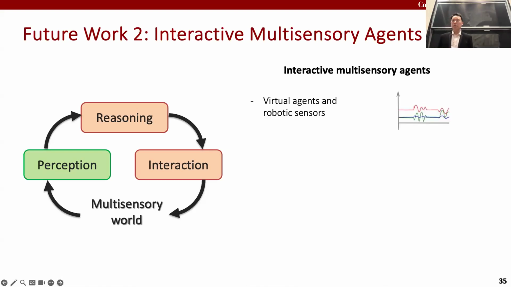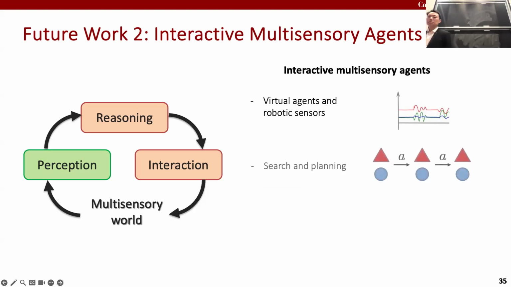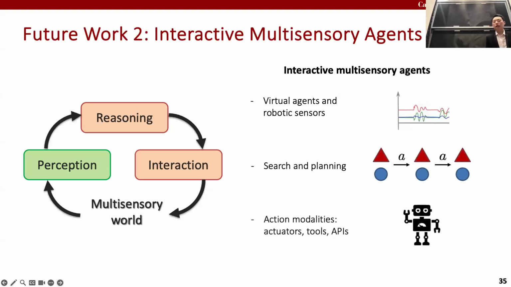There are some challenges here: building agents for the virtual world, and also, if you're building agents for the real world, robots that are able to perceive sensors in the real world. Building methods that are not just making a prediction, but able to search and plan, able to look at how the actions influence the world and observe what new multimodal observations they may see in the world. And also building systems where modalities are used not just in the input space, but in the action space. For example, systems that can use actuators, tools, and APIs.